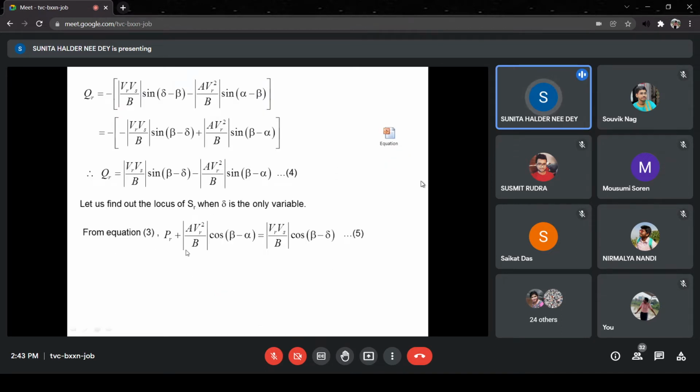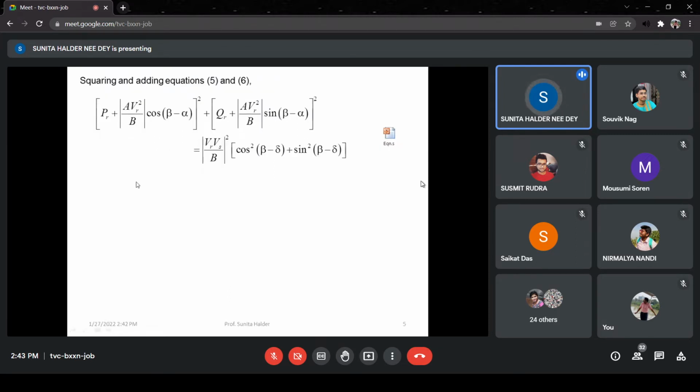So from equation 3, we can write, we want to eliminate delta. So we are separating delta from the others. Now if we square and add 5 and 6, you see in the right hand side something constant into cos of beta minus delta, and in equation 6 something constant into sin of beta minus delta. So if we square and add, then cos square of beta minus delta plus sin square of beta minus delta will give us 1. So we can eliminate delta in that way.